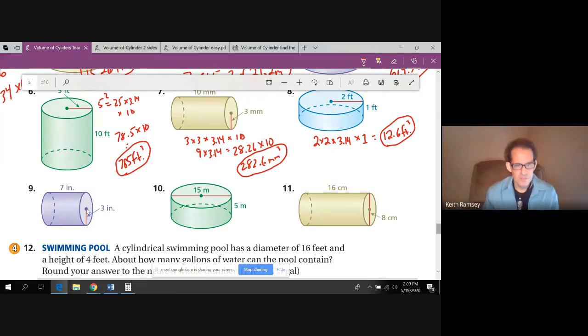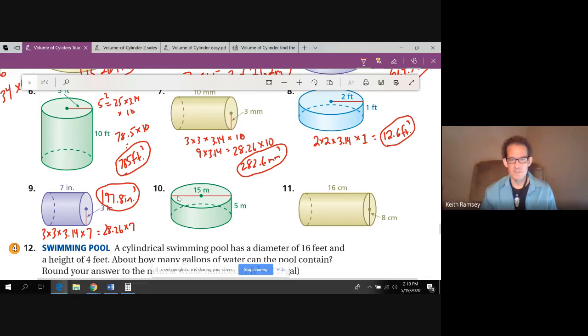Okay, so for number 9, 3 is the radius. So again, I have 3 times 3 times pi times 7. Now, in our other example right up here, we had that 3 times 3 times pi, and that equaled 28.26. But we're multiplying it by a height of 7. So 28.26 times 7, I got 197.82. If we round that to the nearest tenth, that would just be 197.8 inches cubed for number 9.